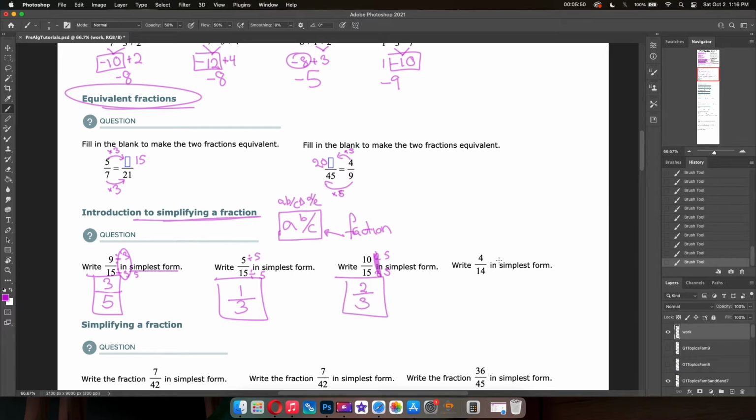4 and 14, let's see here. 4, you have 2 and 4. 14, you have 2 and 7. Obviously the 2s have it because those are the ones that match. 4 divided by 2 is 2. 14 divided by 2 is 7. That is simplifying fractions. That's the introduction, doing it for the really smaller fractions.